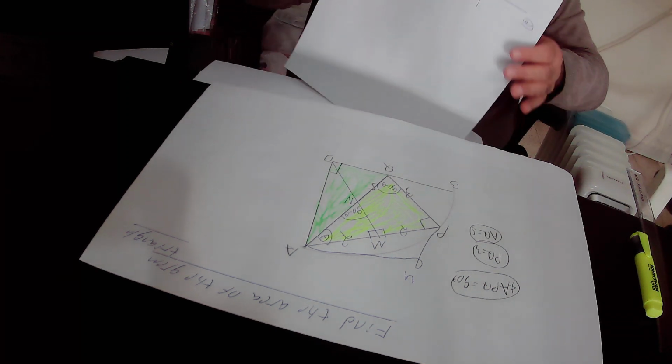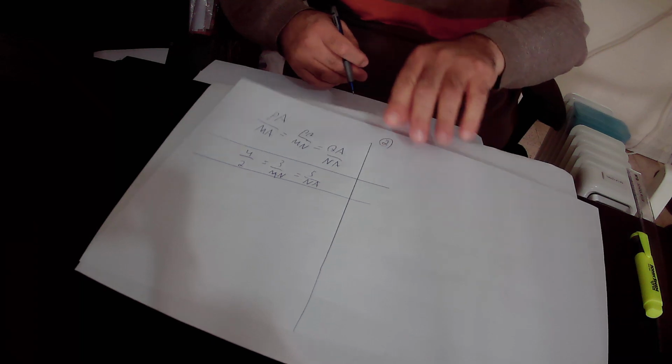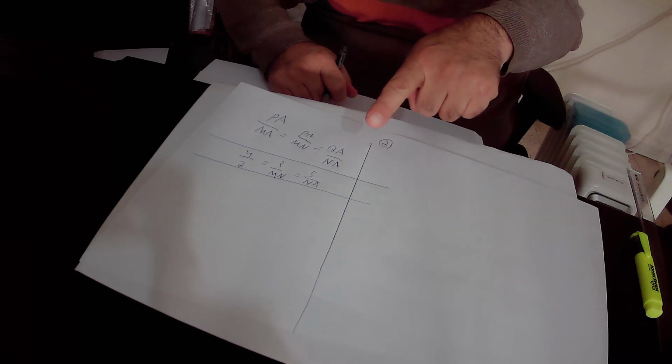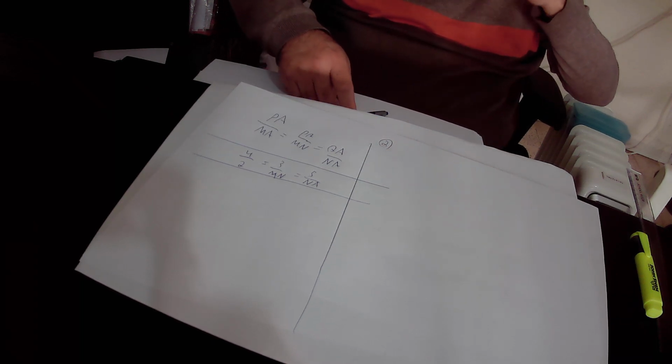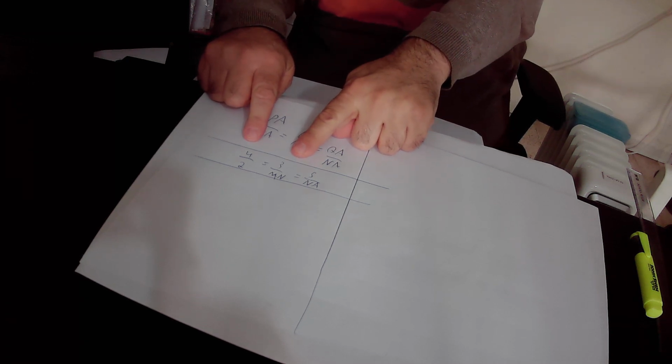In conclusion, we found out that 4 over 2 equals 3 over MN equals 5 over AN. From this equation, we will conclude that 4 over 2 equals 3 over MN.